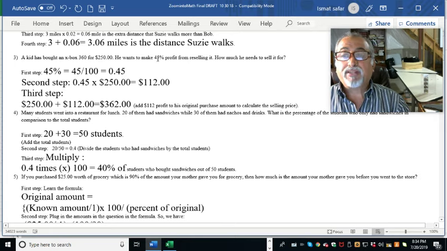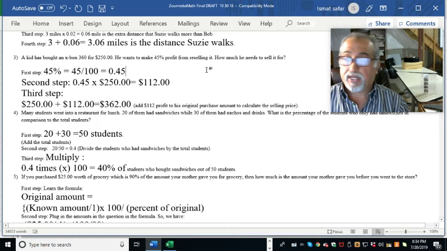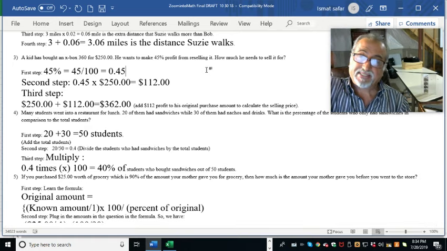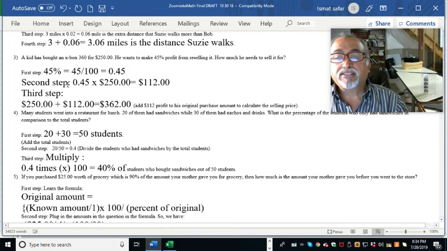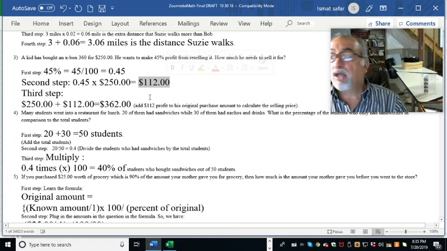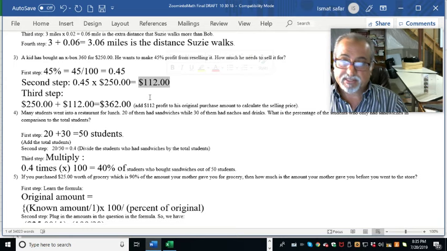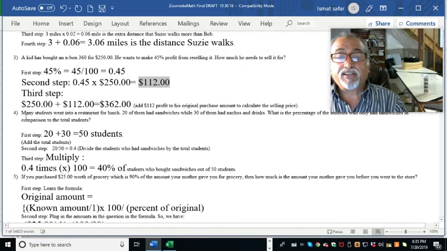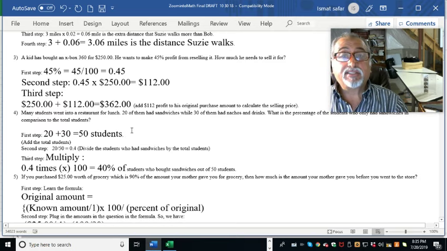45% profit from reselling it means 45% more than he bought it for, right? More means plus, addition. So the second step is 0.45 times 250, which is $112. $112 more than the 250, which means plus. And the third step: $250 plus $112 equals $362, which is the price he needs to sell it for.